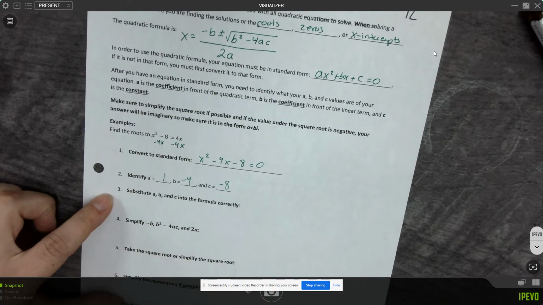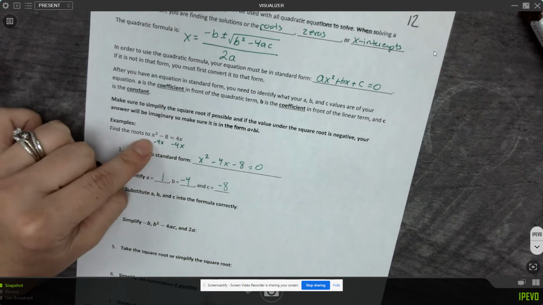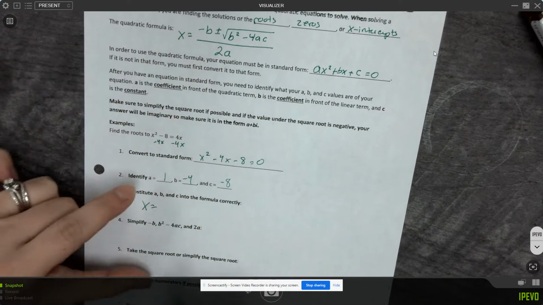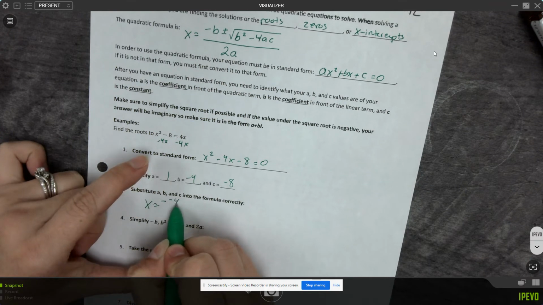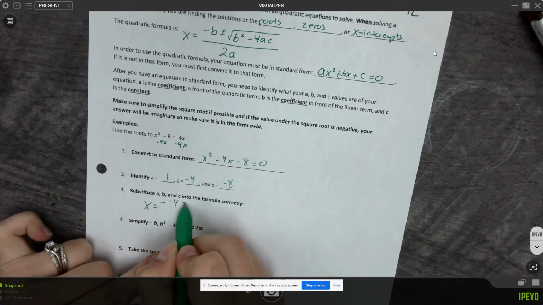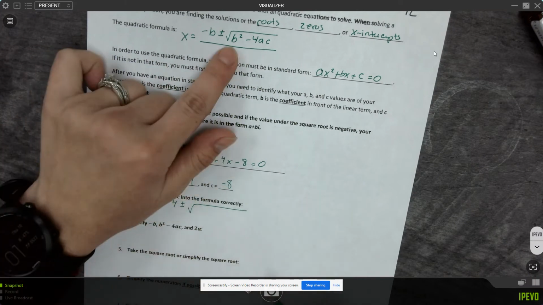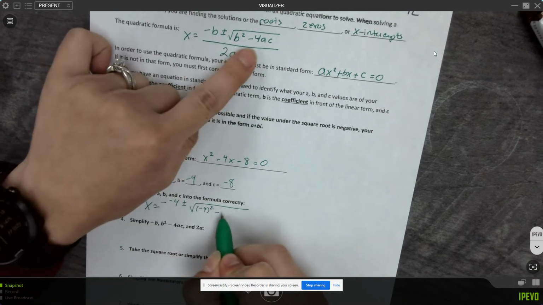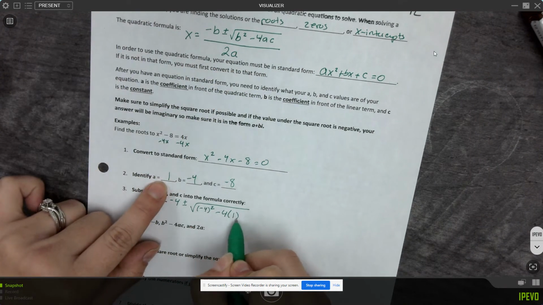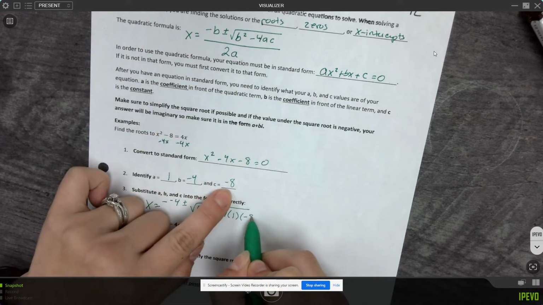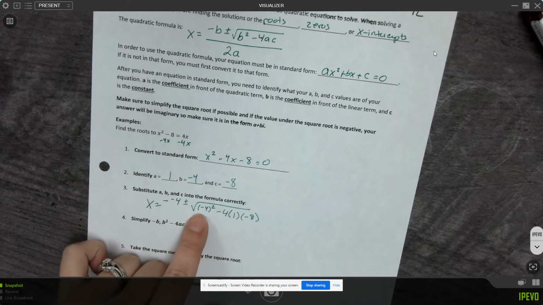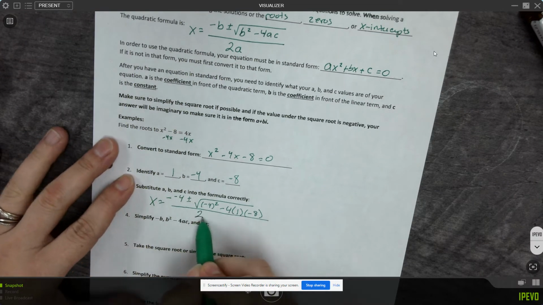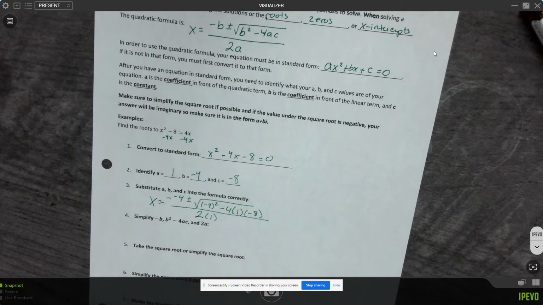Substitute A, B, and C into your formula. So x equals, or if it wasn't an x, use your correct letter, negative B. So I need negative, and then my B value, which is negative 4, plus or minus the square root of B squared, which is negative 4 squared, minus 4 times A times C. That whole thing gets divided by 2 times A, which is 1.